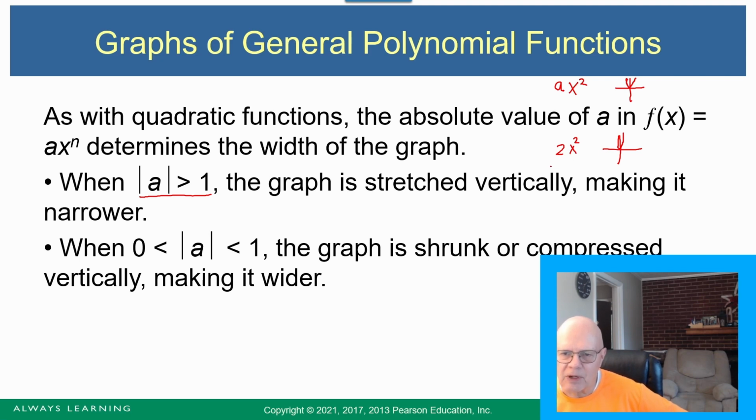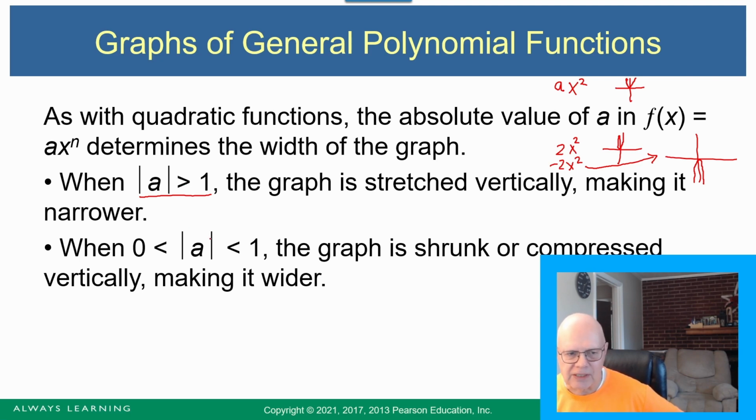If we have something like minus 2x squared, rather similar. It does the same thing as this, except that it's inverted. So because of the negative sign, it'll be narrow, but like that. So that's if you have something greater than 1 or less than negative 1.